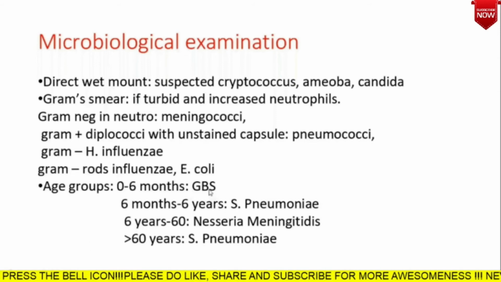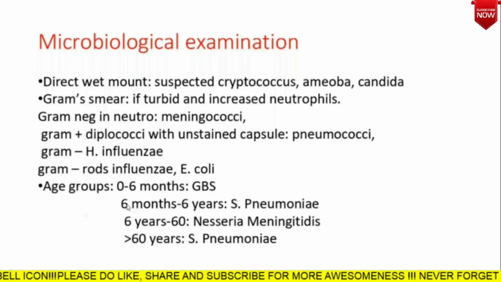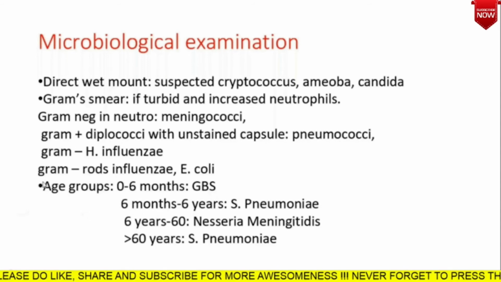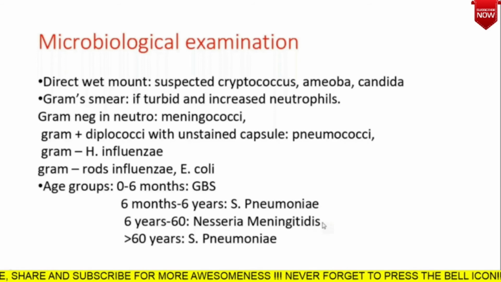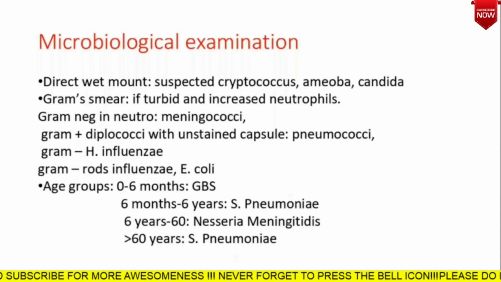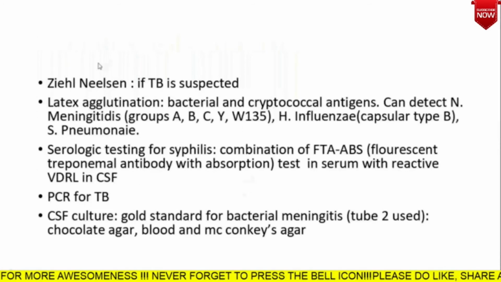Now, age groups, this is important. 0 to 6 months, usually group B streptococcus is what is causing the bacterial meningitis. 6 months to 6 years, it's mostly Streptococcus pneumoniae. 6 years to 60 years, especially in teenagers and adolescents, we have Neisseria meningitidis. More than 60 years, there's Streptococcus pneumoniae again, which is the most common organism. These are only the most common organisms.